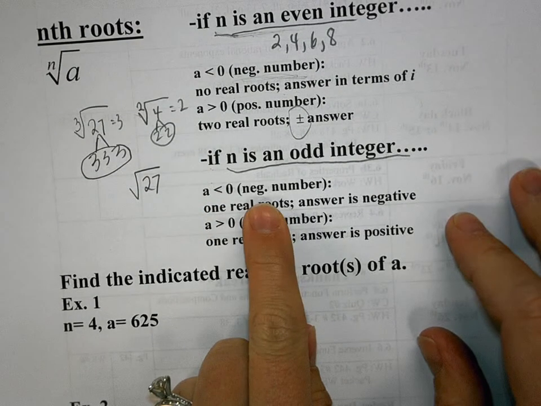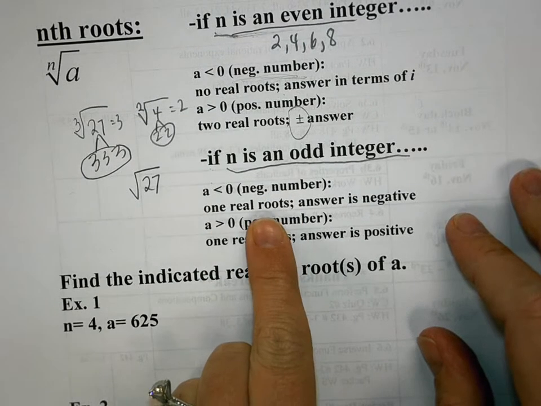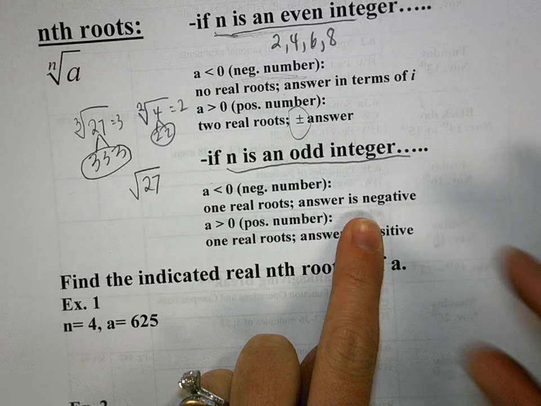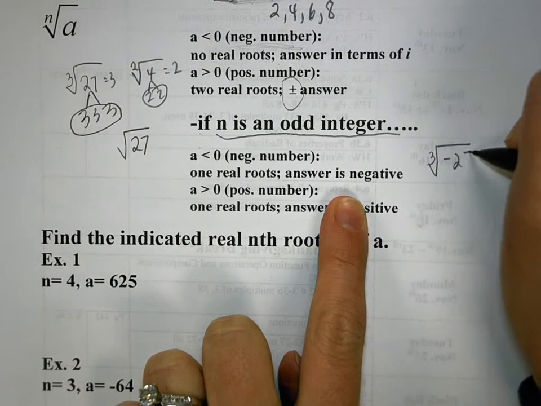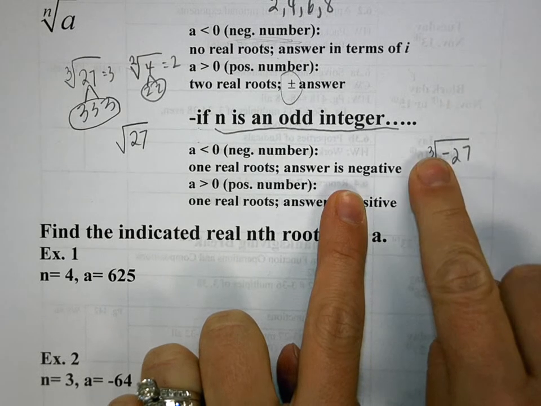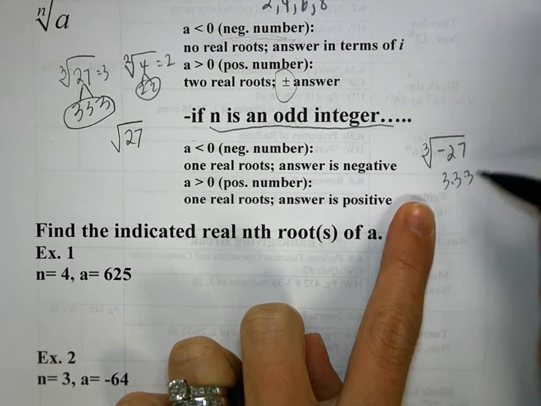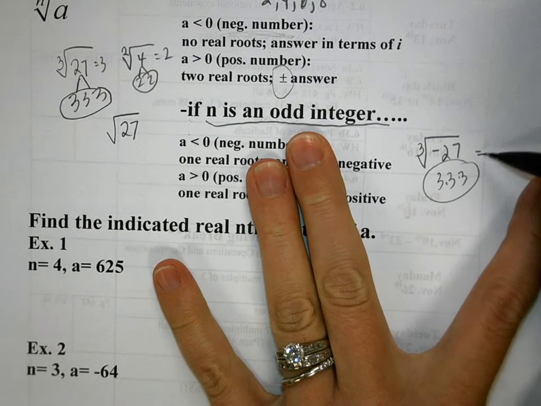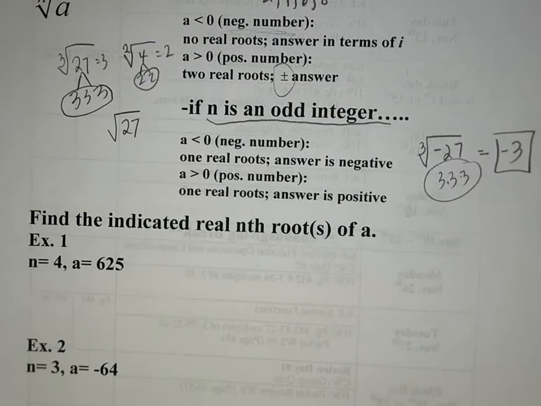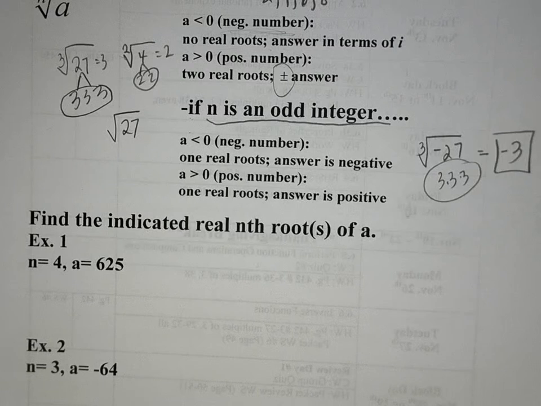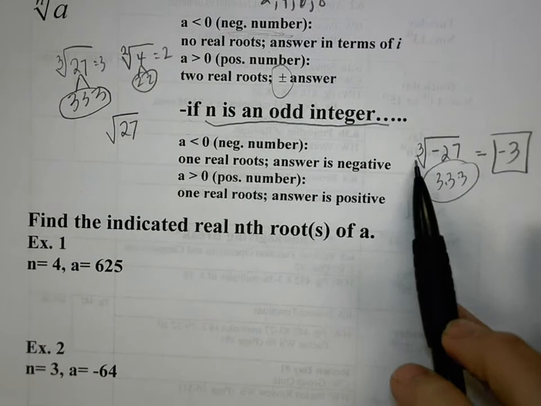Now, if n is an odd integer, and a is less than 0, and numbers that are less than 0 are negative numbers, you actually get 1 real root as an answer, but the answer will be negative. So for example, if I took the cubed root of negative 27, see how this is an odd number? We know this breaks down to 3, 3, and 3, right? But this answer will end up being a negative 3. The reason is, negative 3 times negative 3 times negative 3, does that make negative 27? Yes. But that will only work with an odd root.